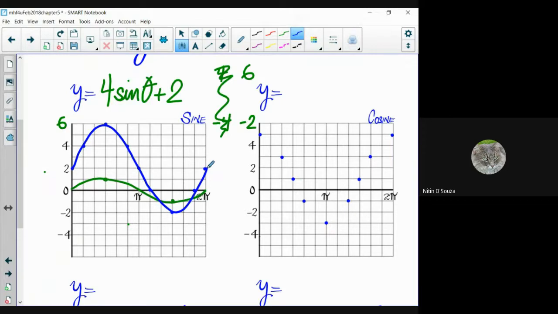And if you're ever not sure how to get your A value, here's your midline. You're going 4 up from 2 to 6. You're going 4 down from 2 to -2. So your amplitude checks out. Instead of being at 0, you're at 2. And your vertical translation checks out as well.